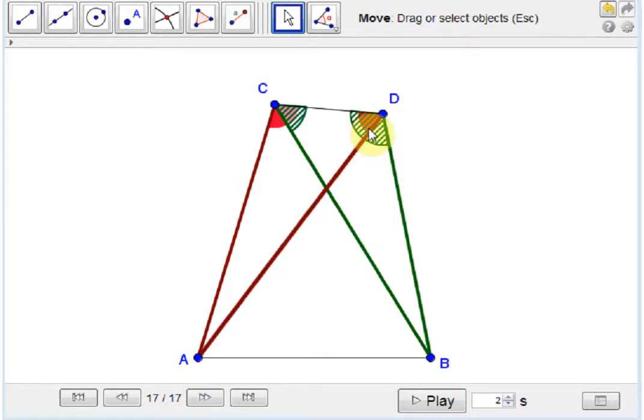But then we have a contradiction by the transitive property. This red angle is larger than this green angle, which in turn is larger than the red angle. So the red angle is larger than itself, which surely is not true. Therefore, our initial assumption that such points C and D exist was false. We have a contradiction. Such a diagram cannot exist.